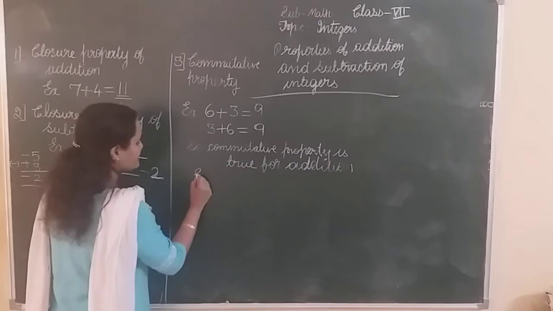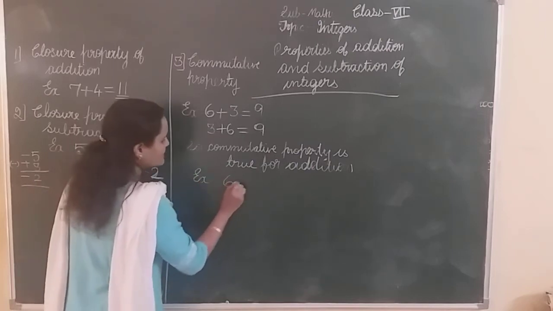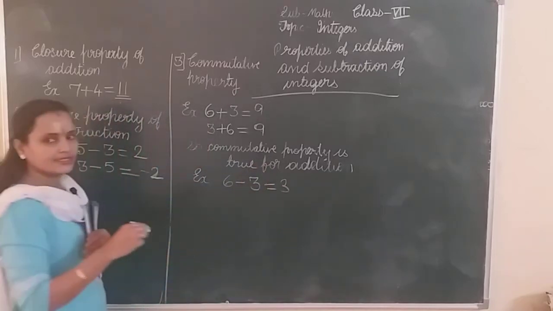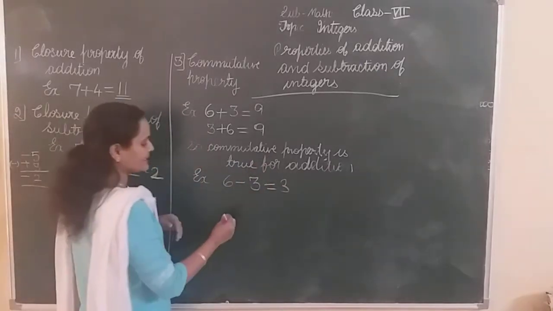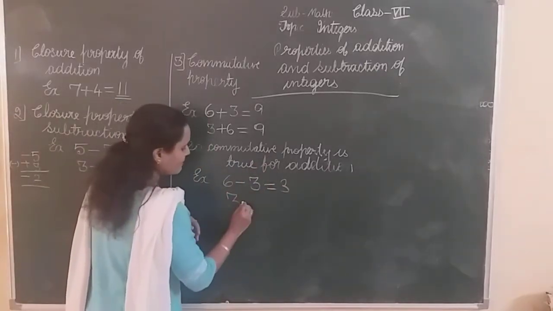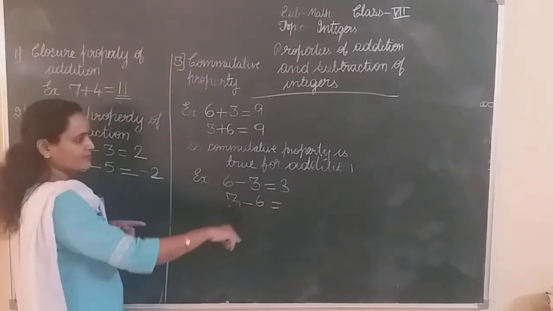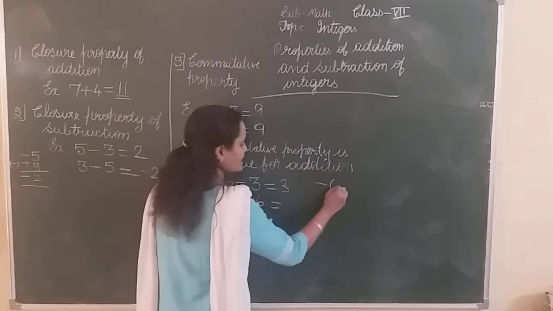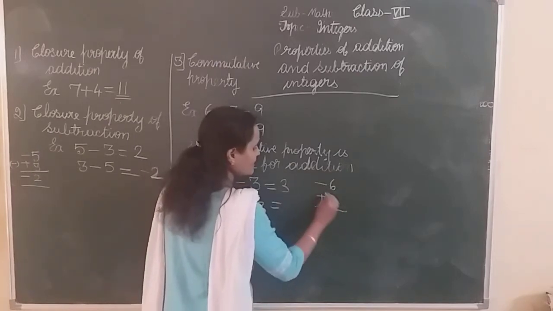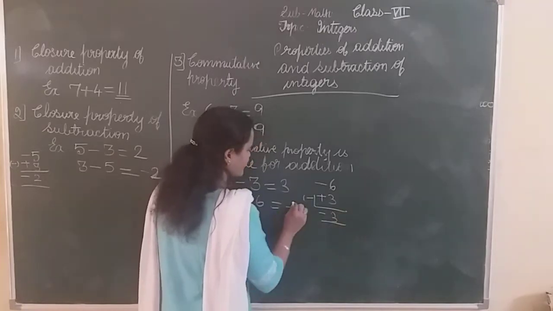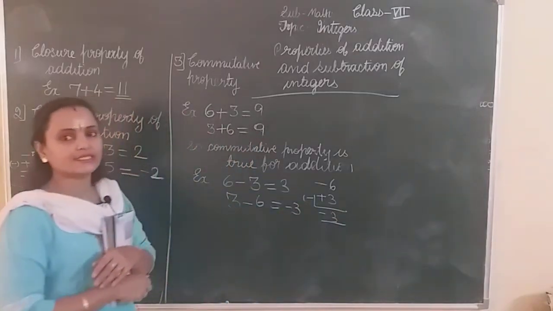Okay, now let me take the same example. 6 minus 3 is 3, right? Now I interchange the numbers: 3 minus 6. You can't do it this way. So what do you do? Put it in a vertical way. Minus 6 plus 3, minus into plus is minus. 6 minus 3 is 3, so here you get the answer as minus 3.